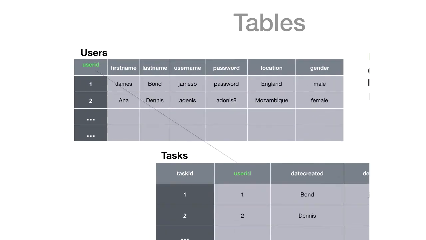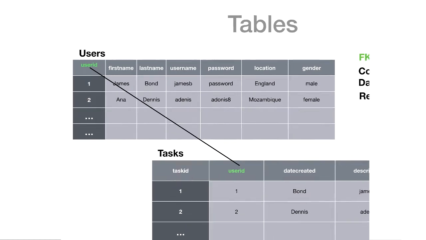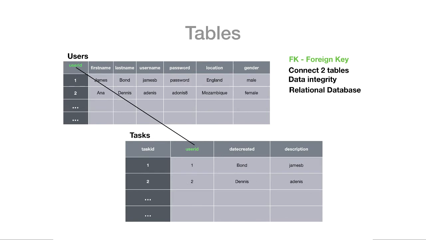But then you notice something very interesting here. We have this user ID on the users table, as well as user ID on tasks. What's happening here is what we call a relational database schema. What are we doing here? We are relating these two tables, right? Because a user obviously will have tasks, okay?